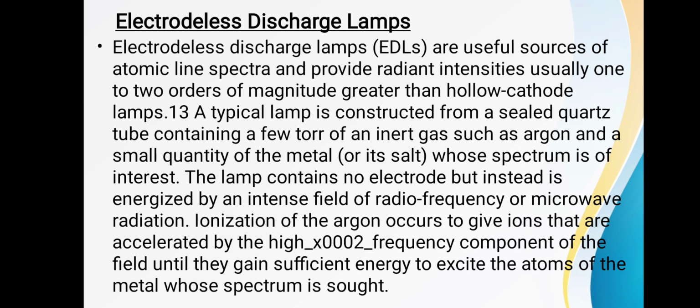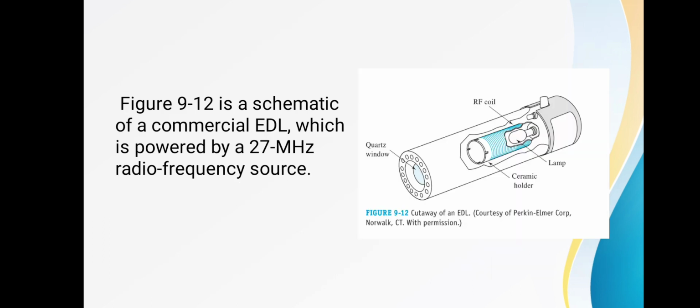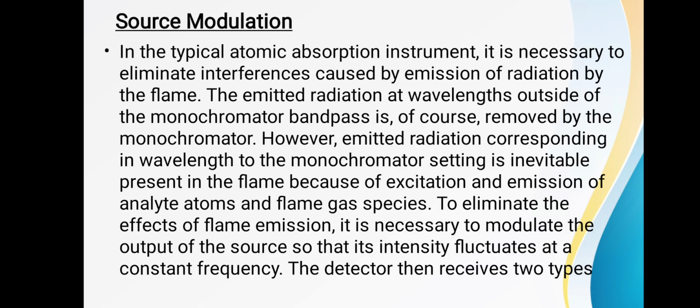Ionization of the argon occurs to give ions that are accelerated by the high frequency component of the field until they gain sufficient energy to excite the atoms of the metal whose spectrum is sought. Here you can see the diagram of the figure, a schematic of a commercial EDL which is powered by a 27 MHz radio frequency source.